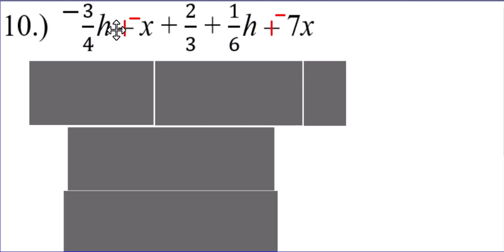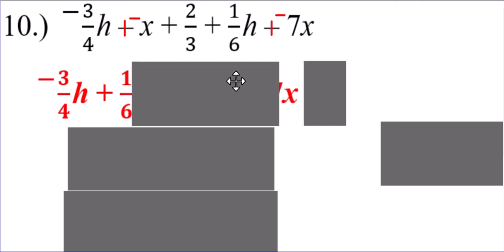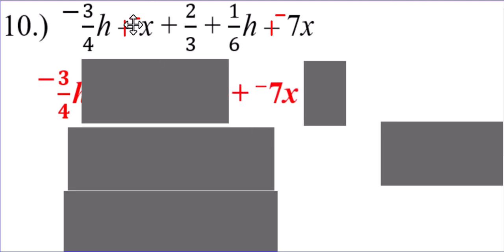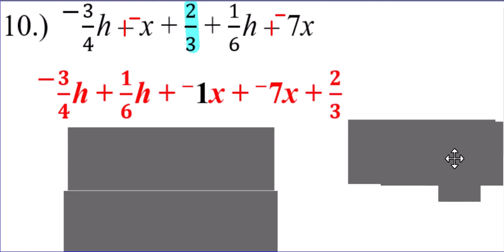The negative 3/4 h is like terms with 1/6 h. So let's put them next to each other. The negative x is like terms with the negative 7x. So let's put them next to each other. But wait a minute. Negative x is the same as negative, boom, 1x. And that's going to be an important thing to do so we can eventually add those together and know what we're going to actually get. And then the 2/3 is the only constant, meaning a number that had no variable. That is just going to have to be tagged on at the end.